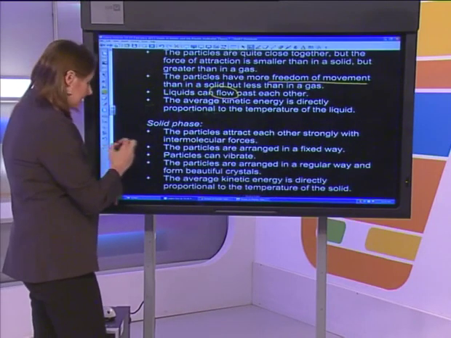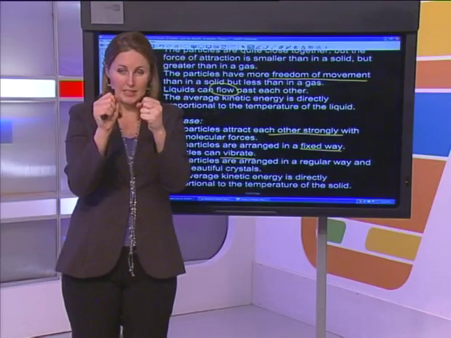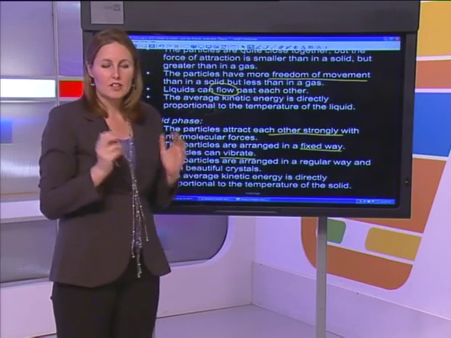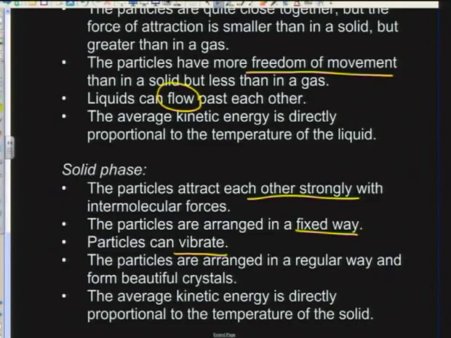In a solid phase, those particles attract each other strongly, so there's a strong attraction. The particles are arranged in a fixed way. The particles vibrate, so they're still moving, but they're vibrating around fixed points. So they're only moving around fixed points, and that's why a solid would be a specific shape. The particles are arranged in a regular way and form beautiful crystals. We have some very interesting, beautiful crystals that you can investigate. And once again, the average kinetic energy is directly proportional to the temperature.